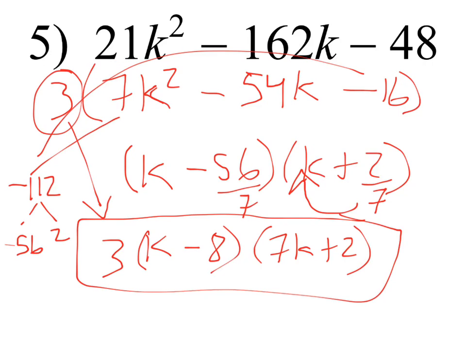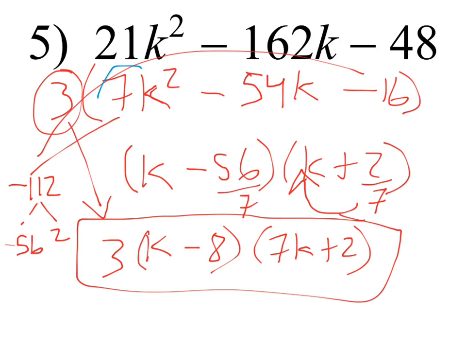Well, you're going to take the 7 and the negative 16 and multiply them together. It gives you negative 112. And when you figure out factors of that give you negative 54 when you add them together, that is negative 56 and 2. And so that's where this subtract 56 and plus 2 come from.